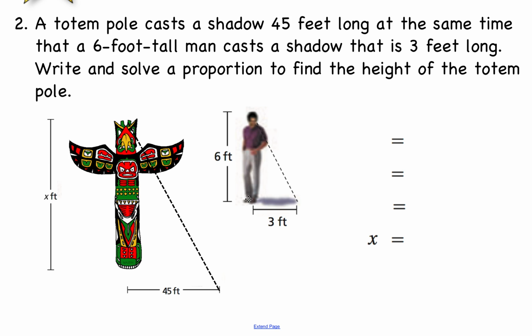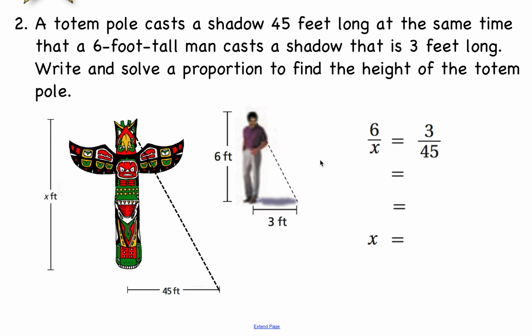They both have a right angle. Okay, there's a right angle for the height of the person and the height of the totem pole to the ground. So these form similar figures. So what we want to do is to go ahead and write a proportion. So we can say the height of the totem pole is to the height of the man as the length of the shadow to the length of the shadow. So we can say 6 is to X as 3 is to 45.